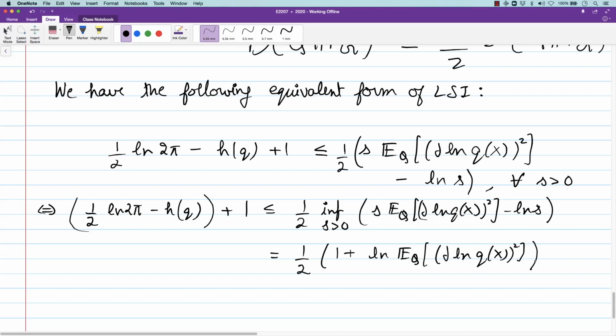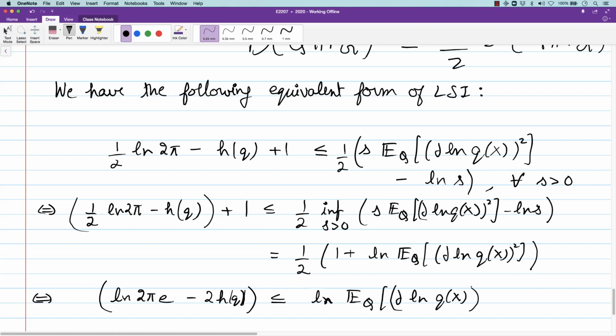Okay, that's the inequality which we get, right? And so now we rearrange the terms. We first subtract half from this one and then we take this factor of half here. So what it says is that half, so ln 2 pi e minus 2 hq is less than or equal to ln expected value over q, this derivative q'(x) whole square.